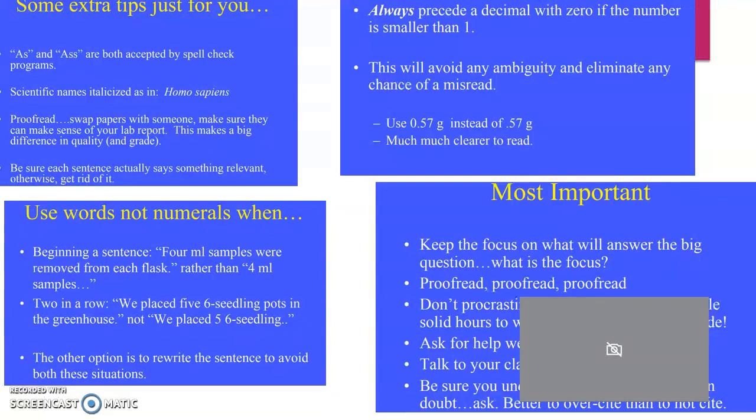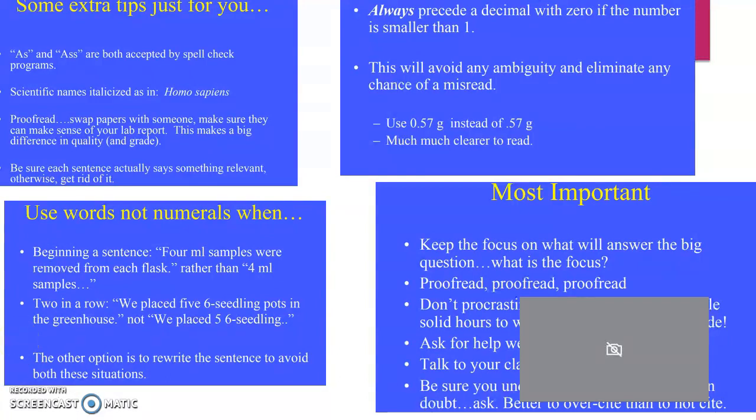Use words, not numerals, when beginning a sentence. So if you were to write 4 milliliter samples were removed from each flask, you would write it as FOUR rather than the number 4. Also, use words, not numerals, when you have 2 in a row. So we place five 6 seedling pots in the greenhouse. Do you see where we wrote out five and then used the numeral 6? So one of them will be written out, the other one will be a numeral, instead of we place 5 6 seedling pots, because that makes it really difficult and hard to understand.